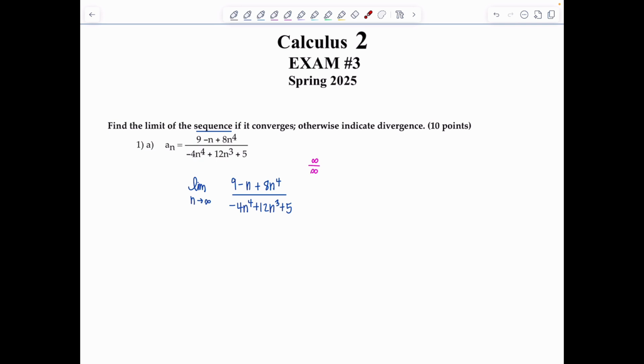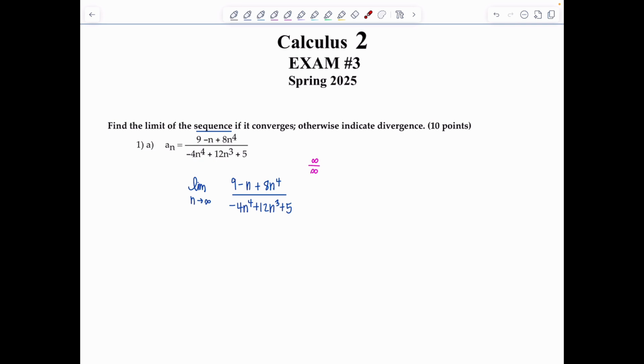So what could you do? When you're in real moments of desperation, you can redefine the terms or the expression that you have as a function of x and then go ahead and do L'Hopital's rule. But usually we don't need to resort to that.